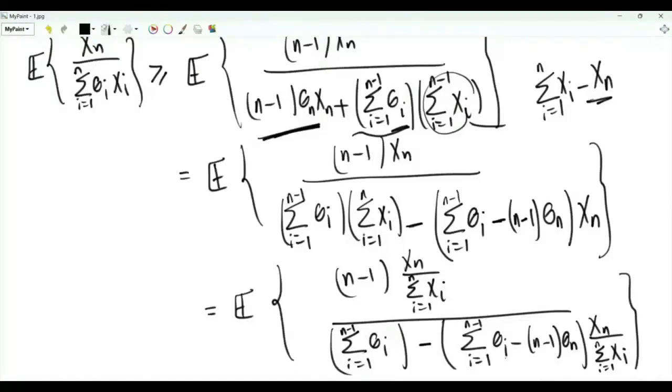Recall that the thetas are positive constants. They are in a non-ascending order. Theta n is the minimum. We are now tackling the situation in which at least one of those thetas from theta1 to theta n-1 is strictly greater than theta n. So this part is strictly positive.